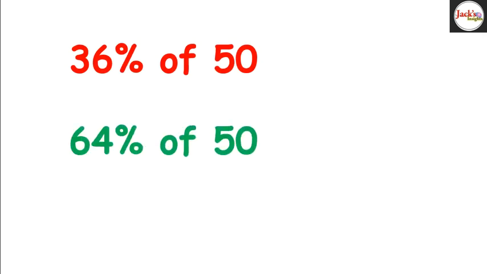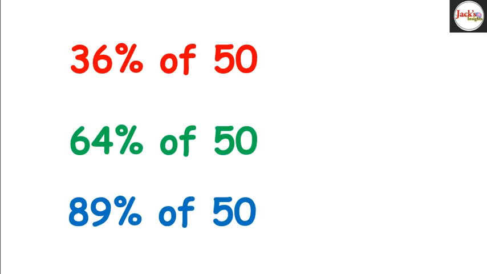Now another set, let's have 36% of 50, 64% of 50, and 89% of 50. So same process. Instead of computing 36% of 50, we'll do the reverse computation. So what is half of 36? So half of 36 is 18. And 64% of 50, what is half of 64? That is 32. Therefore, 64% of 50 is 32.